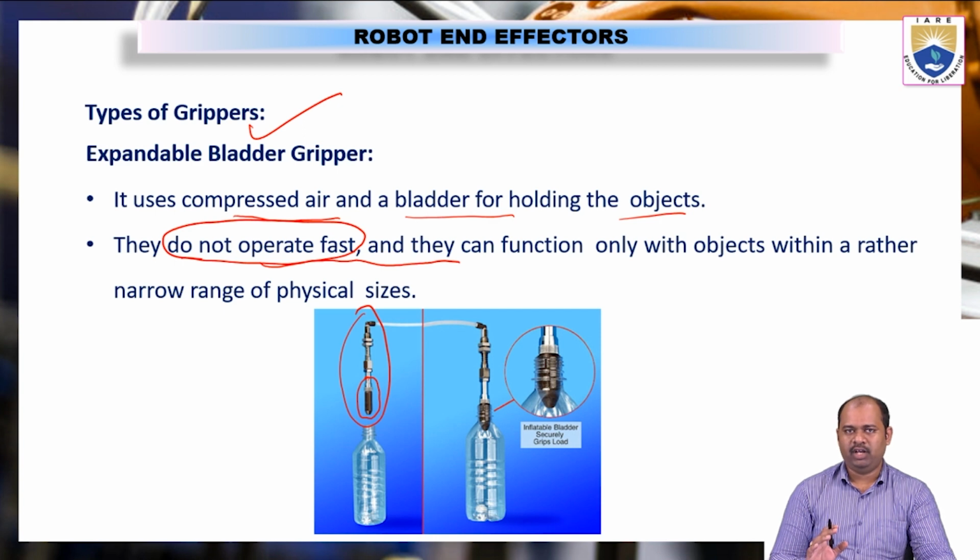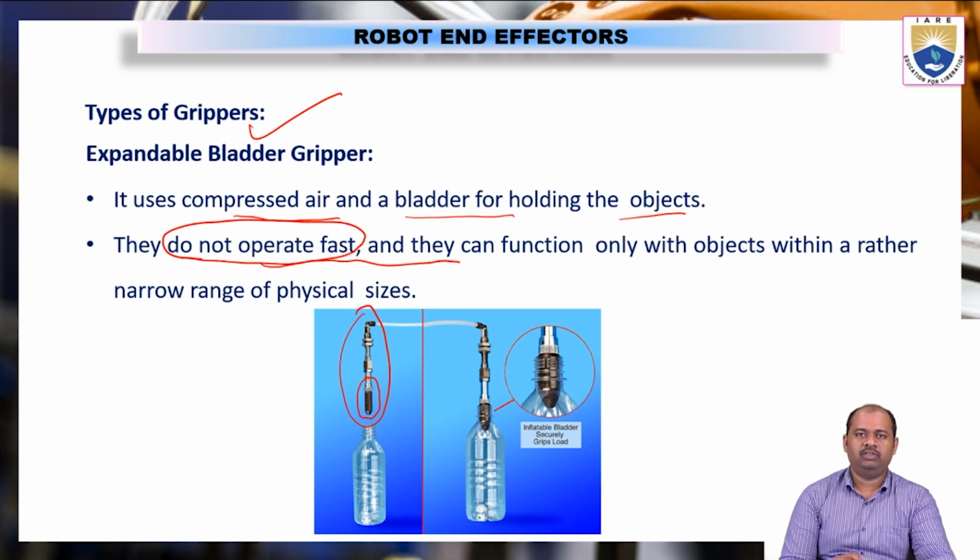items, where we have to hold the glass items very carefully. When I use a mechanical gripper for holding a glass item, it will simply break because of the force exerted by the gripper on the object. See, a mechanical gripper is very normal, which contains levers made up of metal. When I use this metal gripper for holding a glass body, it will simply break the glass body. That is when we have to go for expandable bladder type grippers.